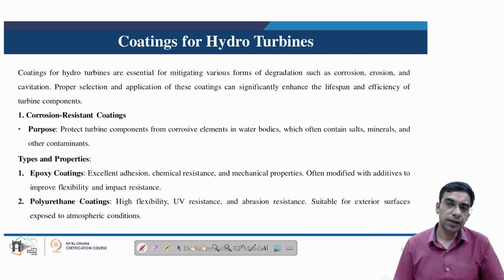To mitigate the effect of corrosion, we may apply certain coatings, for example use of epoxy coatings, which are known to have excellent adhesion as well as chemical resistance and mechanical properties. Sometimes the epoxy coatings may be modified with certain additives to improve the flexibility and impact resistance. Second type of coatings which are used to mitigate effects of corrosion include polyurethane coatings, which are highly flexible as well as ultraviolet resistant and abrasion resistant. These may be suitable for exterior surfaces which are generally exposed to atmospheric conditions.